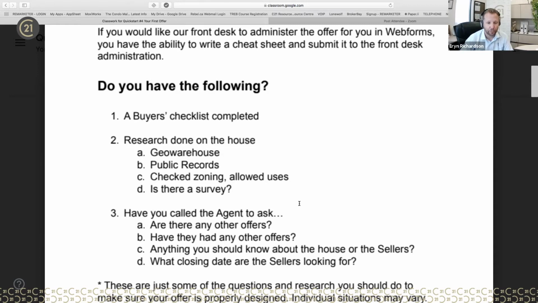So number 2, research. Go into GeoWarehouse, public records. Now, you may not know what GeoWarehouse and public records are, so I'm going to teach you a little bit about that. GeoWarehouse is land registry. It gives information on the sellers of the property, their names, the property description, and where it's located. It'll give you a little map. You can even order surveys on there now. So GeoWarehouse is a great opportunity just to double check the information. It'll give you demographic information about the house, and it's available within your MLS system, Matrix or Stratus.